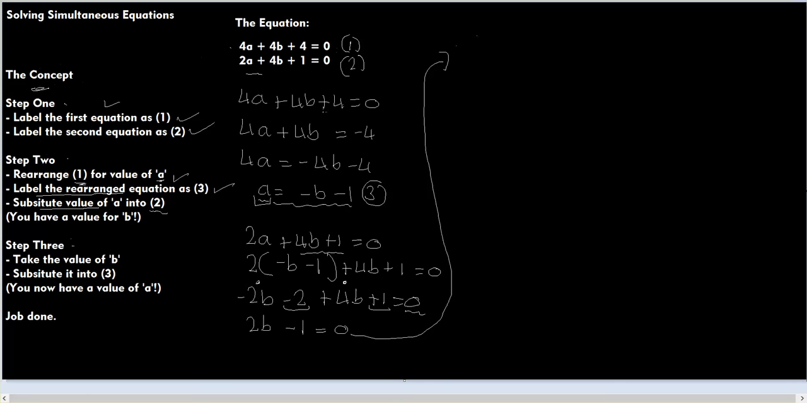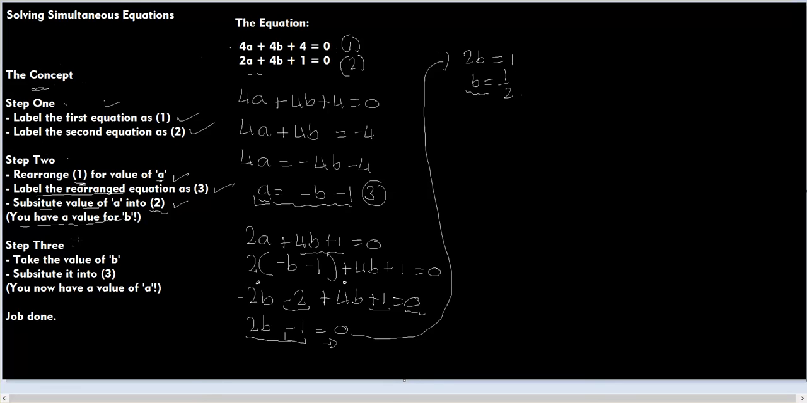Just to recap, we have finished substituting a into equation 2, and here we are going to find the value of b. Once we rearrange this equation, 2b is equal to positive 1, because we have moved the negative 1 over to the right hand side. If we divide 1 by 2, we get 1/2 exactly. So our value of b is 1/2.